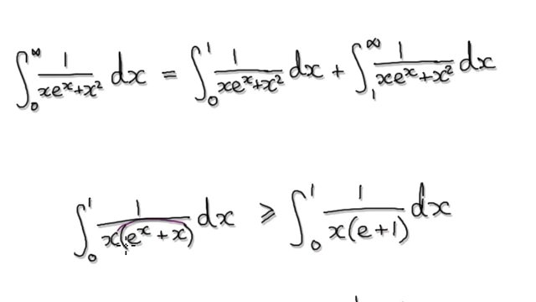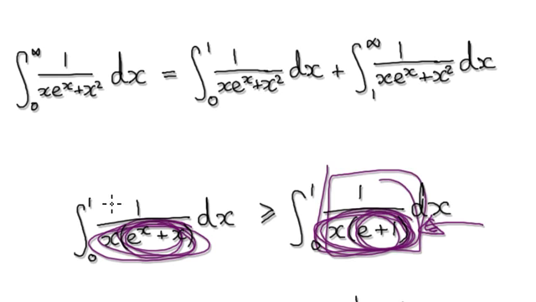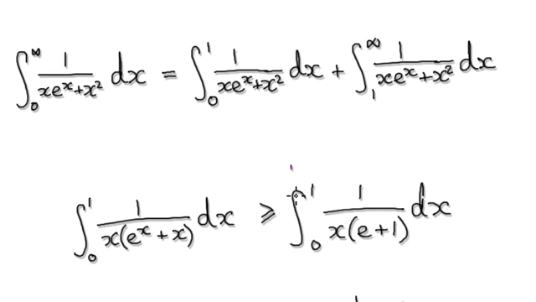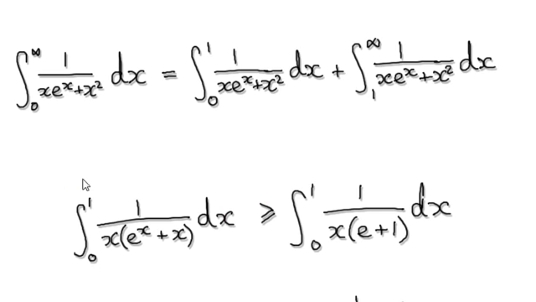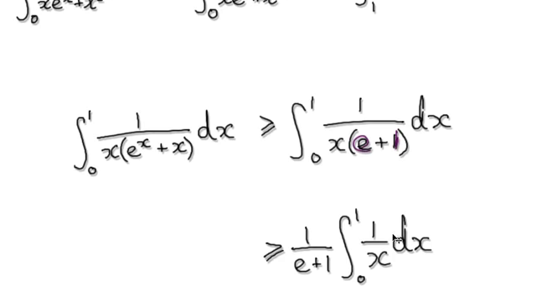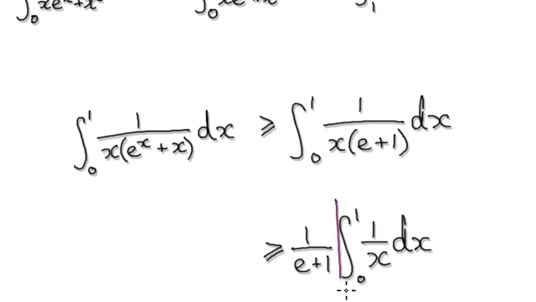So this thing is always going to be bigger or equal to this thing. The whole denominator here would be bigger or equal to this whole denominator. If this denominator is bigger, then it makes the overall fraction smaller. So the point is that this will always be smaller or equal to this whole thing. Now e and the 1 are constants, so you can factor them out. So this thing can become this.